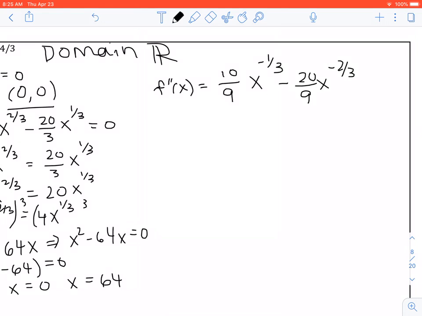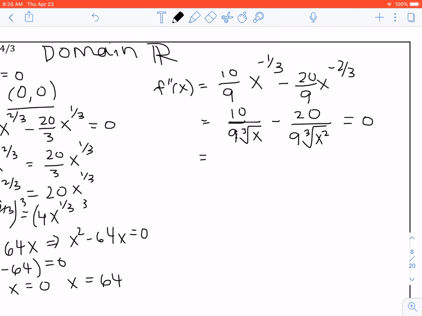And you can rewrite this. Let's do that first so it's a little bit easier for us to see where this function would be undefined. Since it's negative, it goes into the denominator, so it's going to be 10 over 9 the cube root of x minus 20 over 9, the cube root of x squared. And solving this to find my possible inflection points, I set this equal to 0.